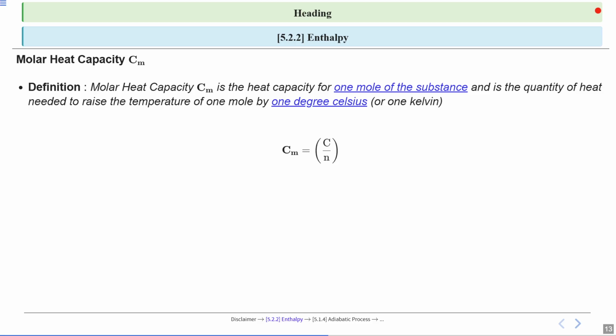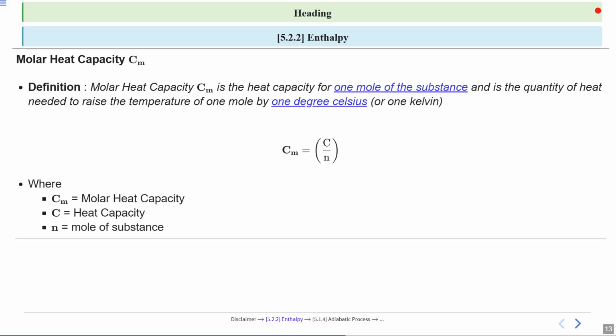Now, how can you relate it with the normal heat capacity? It's very simple. Your molar heat capacity is equal to the heat capacity divided by the total number of moles, Cm equals C by n. What are the terminologies used here? Cm is the molar heat capacity, C is the heat capacity, which we have already dealt with, and n is the number of moles of substance.